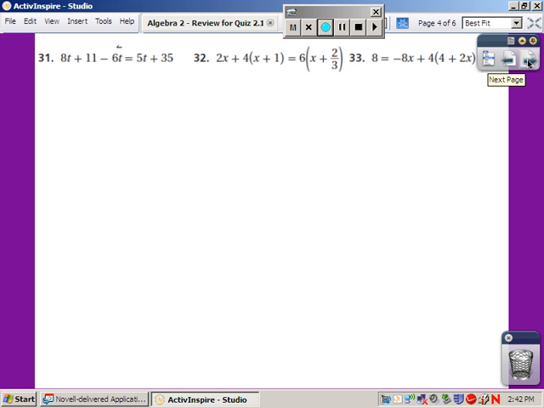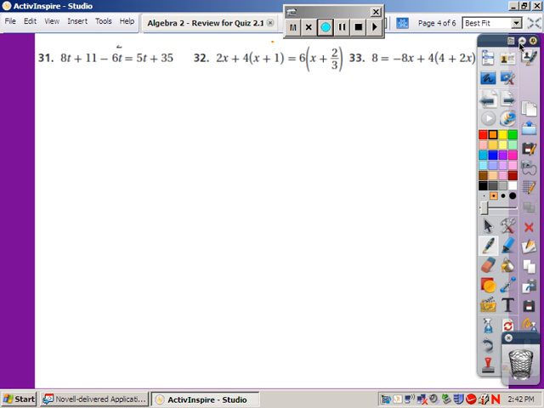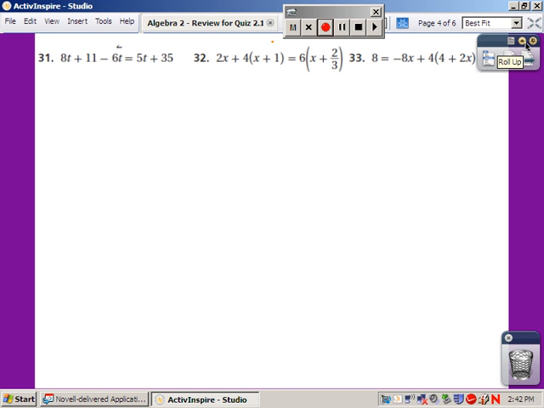I think we're starting to get into some that are maybe a little harder here, but I think if you keep in mind that the principle is always the same, it shouldn't be too bad. So let's see, what do I got in this problem? I have a little bit of combined like terms here, and nothing over here yet. So let's combine these two like terms together. 8t and negative 6, that's 2t plus 11 equals 5t plus 35.